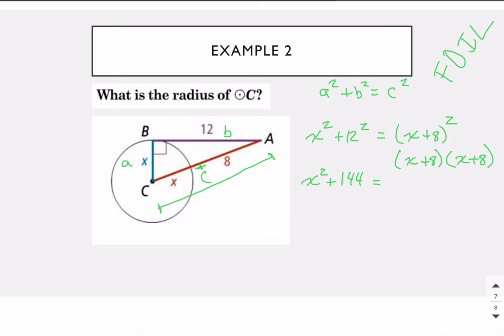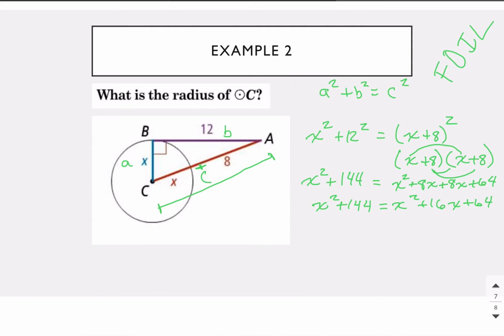So when I use FOIL, I end up with x squared because I multiply the first. The outside gives me 8x. My inside terms give me 8x again. And then I'll have plus 64. And so if I simplify, we'll have x squared plus 16x plus 64.